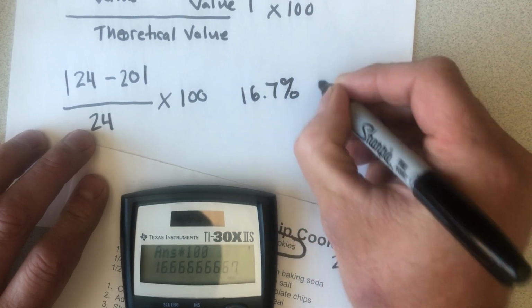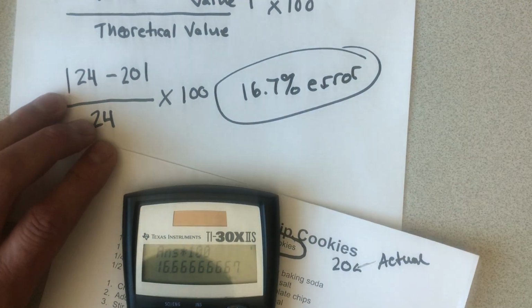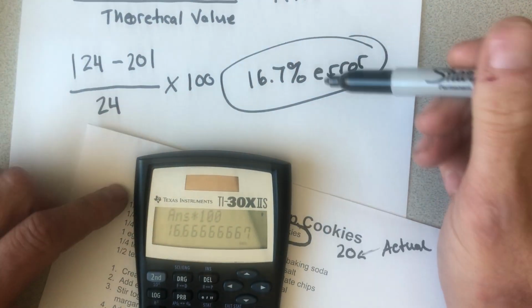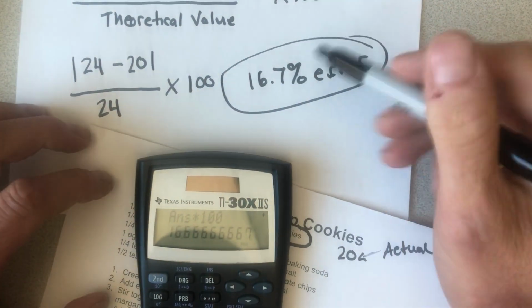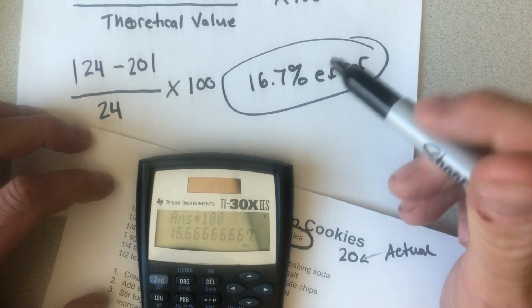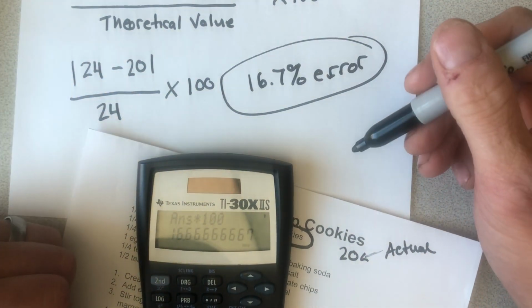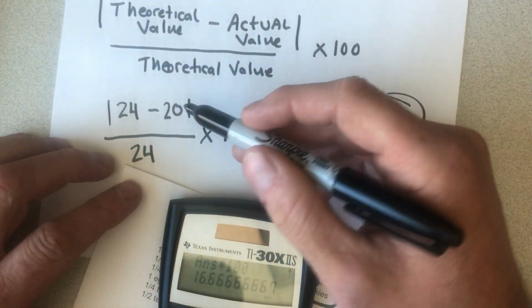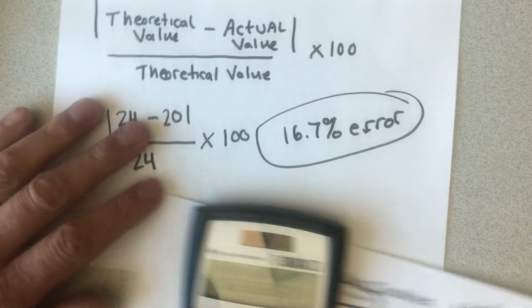Okay, so you have a little bit of freedom with your answer when you're dealing with counted numbers, but measured numbers, of course, we're going to have to round correctly. Okay, so you were 16.7% off of the theoretical value if you only made 20 cookies when you should have made 24 cookies. Okay, so let's now do this as an actual problem like you'll see in class.